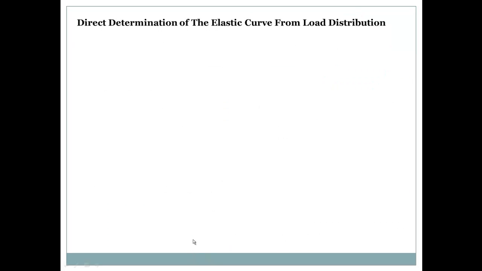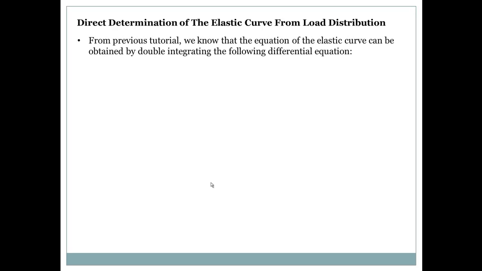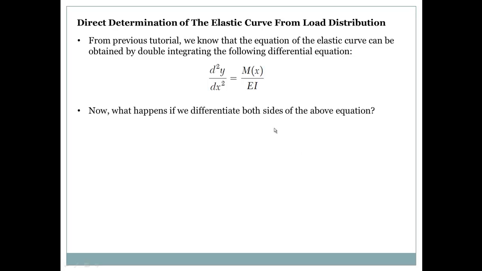Now we jump into the main topic after this brief introduction: direct determination of the elastic curve from load distribution. From the previous tutorial, we know that the equation of the elastic curve can be obtained by double integration of the differential equation we discussed in the previous tutorial. So if I double integrate this, I will end up having y equals something. Now my question is, what happens if you differentiate both sides of the above equation? So I will take this equation and differentiate it once, then twice.